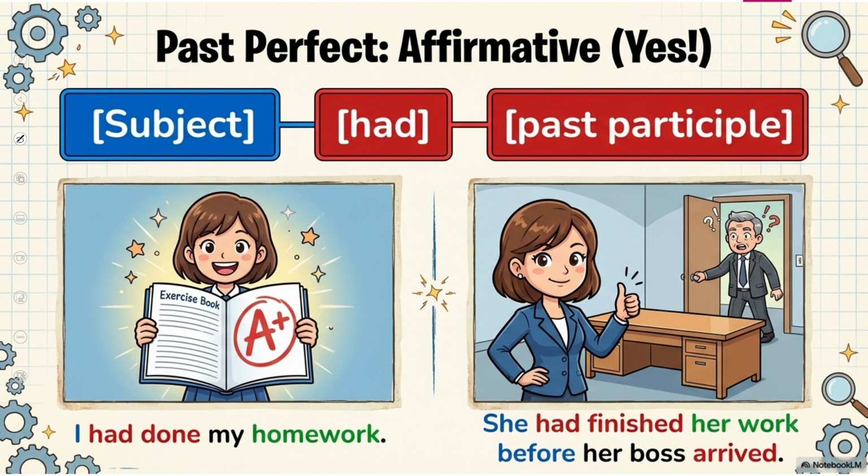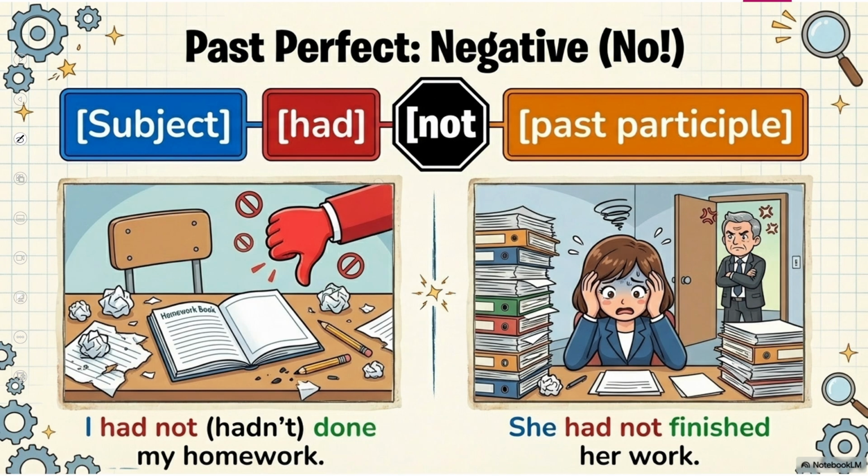Let's talk about this formula. Subject plus had plus past participle form. I had done my homework. She had finished her work before her boss arrived. If you talk about negative sentence, you just add not after your auxiliary verb, which is had, and the remaining formula will be same. I had not done my homework. She had not finished her homework before her boss arrived.